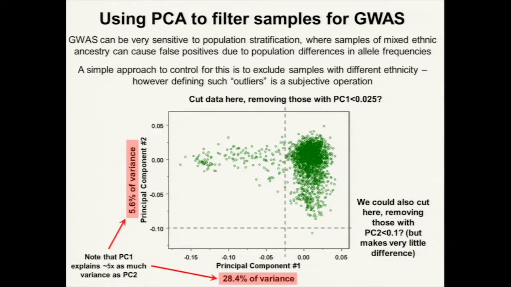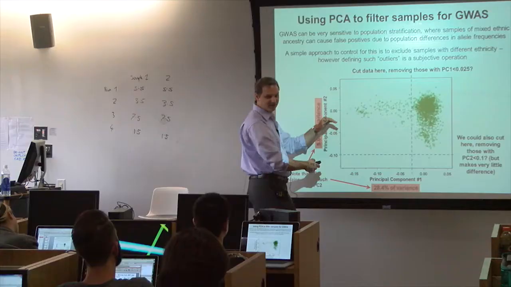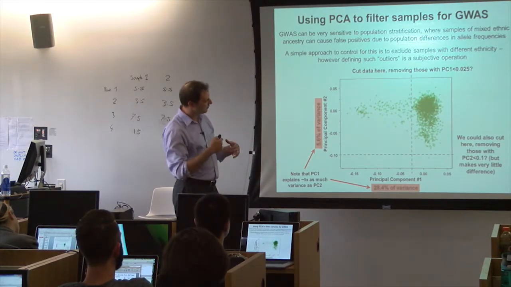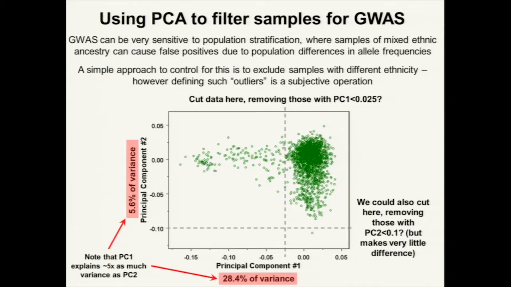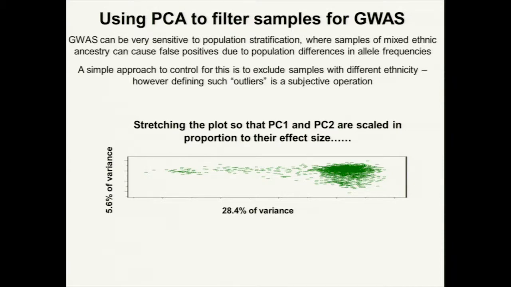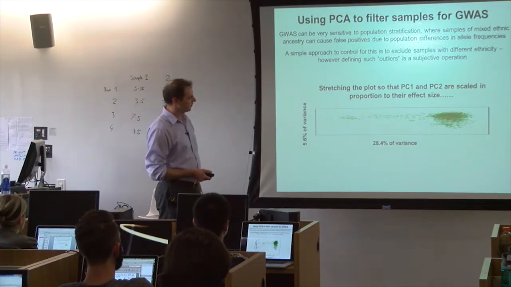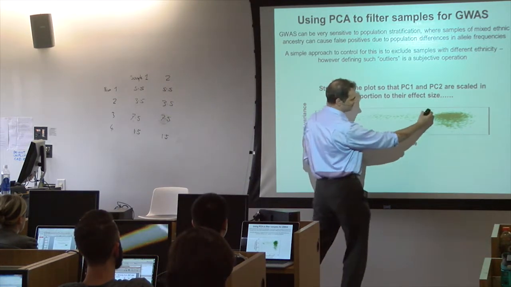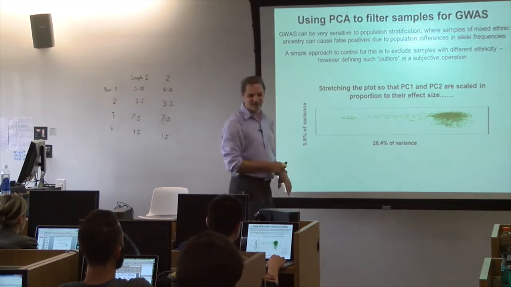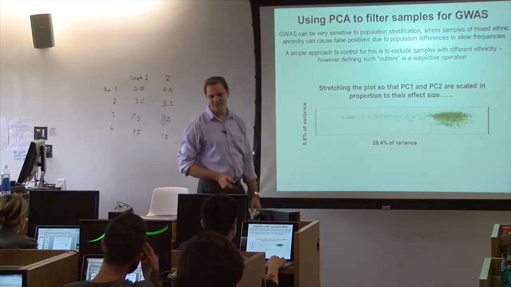But a really important thing to think about is how much variance these two principal components explain. Here it's 28%, here it's 5%. So this axis actually explains about 5 or 6 times more of the variability in my data than this axis. So maybe a better way of thinking about this plot would be that. Even though R plots it in that format, it is actually scaled based on the amount of variance explained by each of these principal components. When you think about it in that way, this one is 5 or 6 times more important than that. Yes, you probably would want to cut about there and get rid of these guys. And maybe cutting here is not so important.